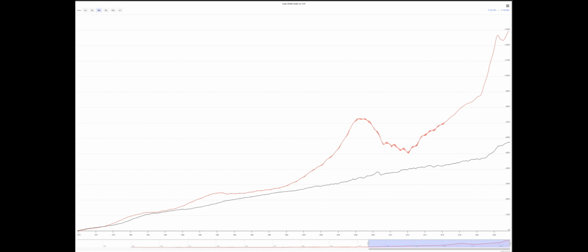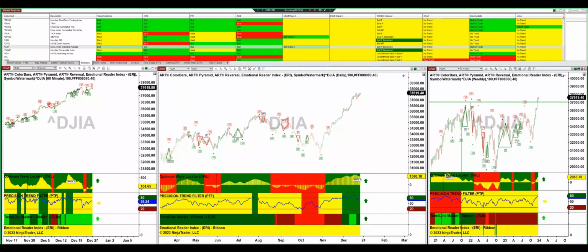I'll go to the live markets now. This is the Dow Jones. And as you can see, you certainly have not had a break in this move up yet. So we're still going up. We have a green PTF here on the daily still, so we've got more highs coming. But that could stay green even if you had a pullback. Things are looking pretty good.